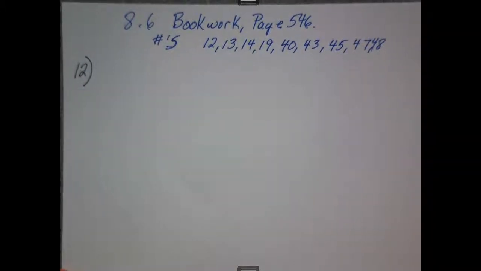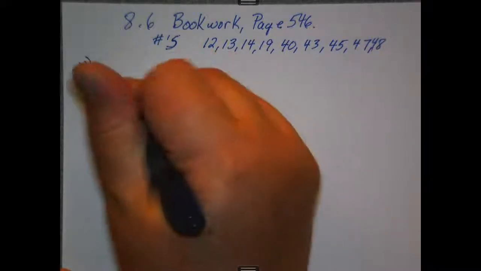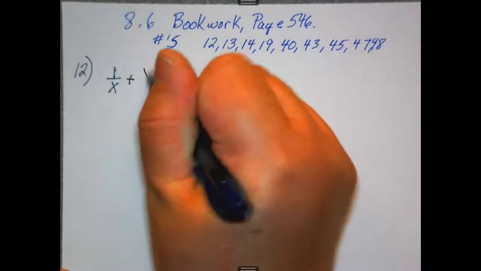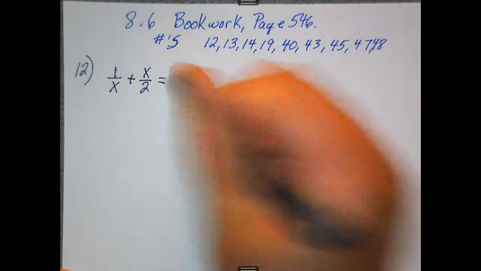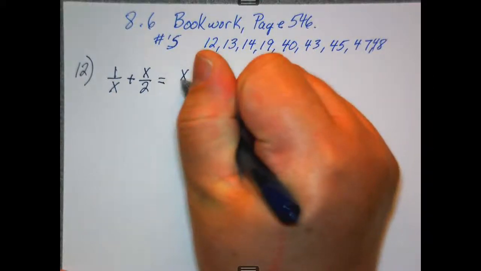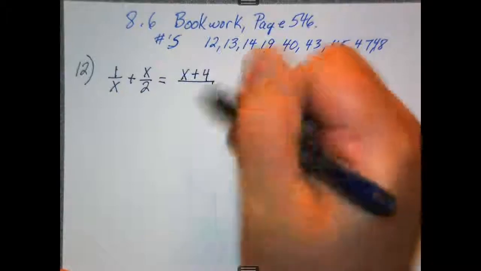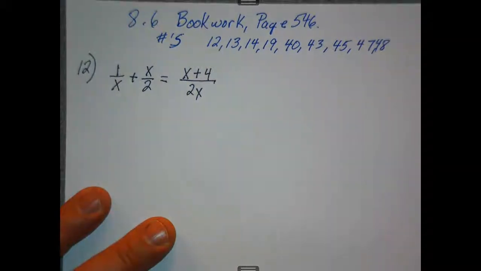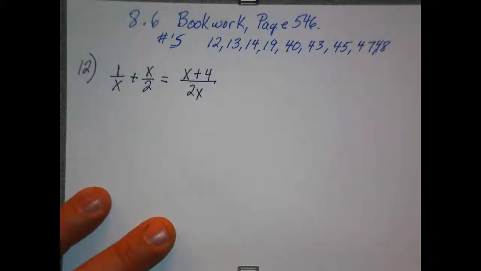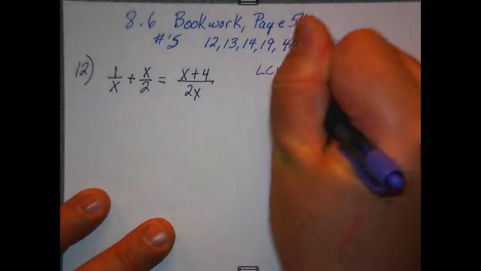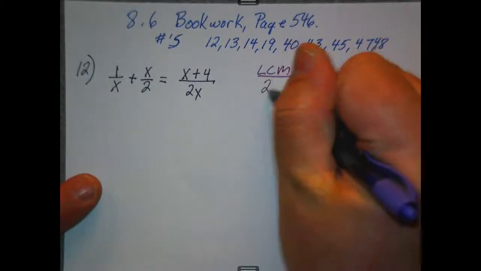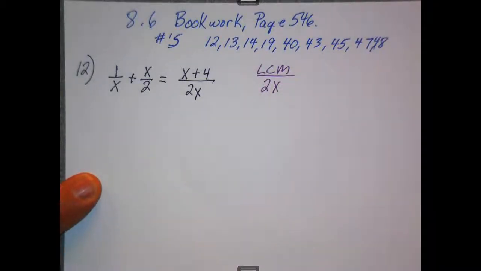Number 12. 1 over x plus x over 2 equals x plus 4 over 2x. What's my lowest common multiple here? Good. So I'm going to multiply every fraction by 2x.